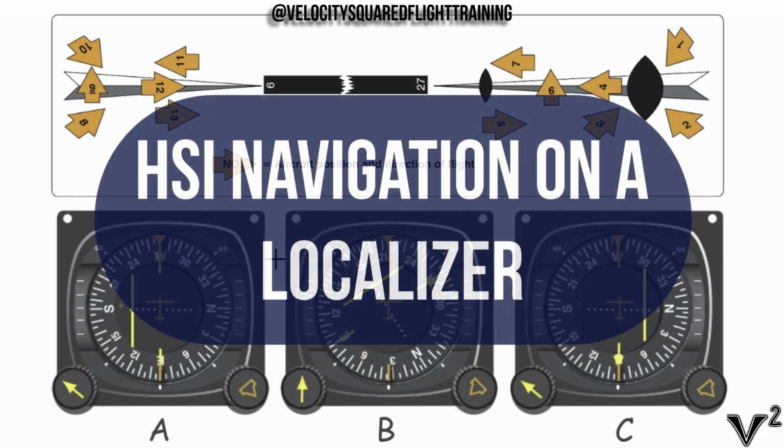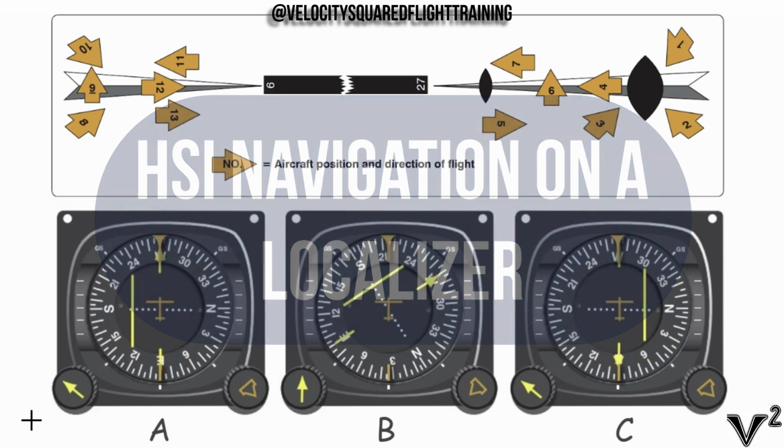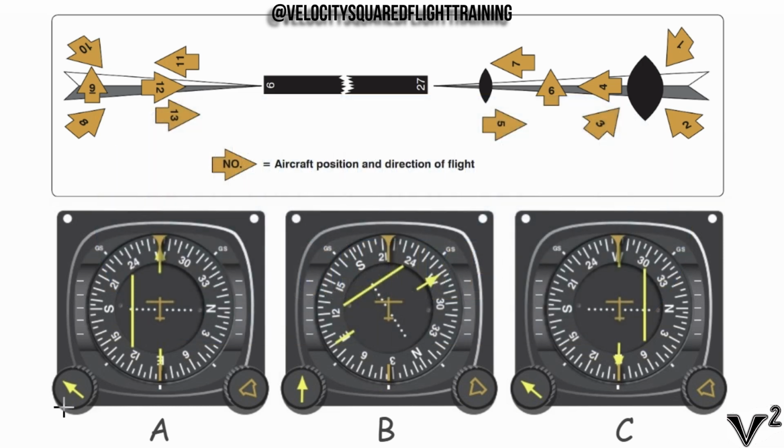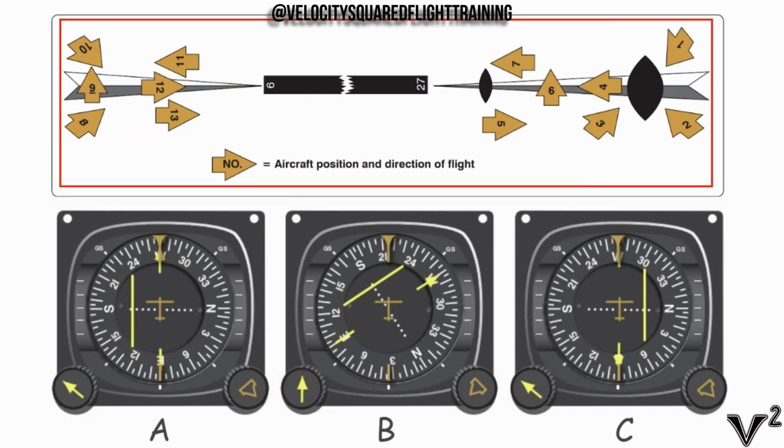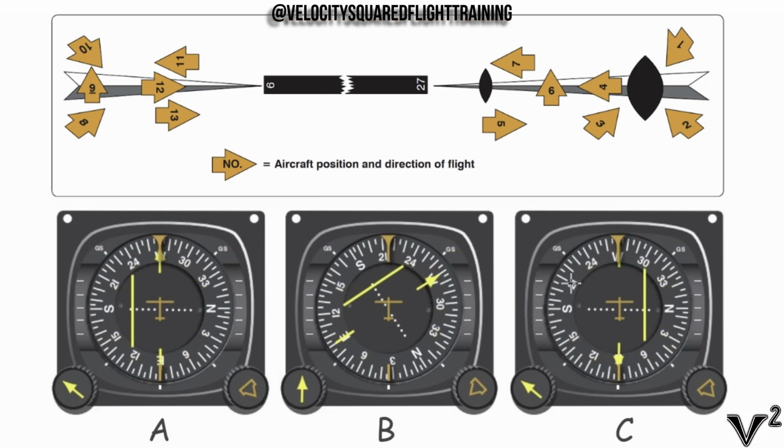All right, welcome everybody. Today we're going to be tackling an instrument knowledge test question, one that has to do with these guys down here, these HSIs. We're going to be using these HSIs to figure out which of these aircraft we are on this course. This is a localizer course. So this is HSI's use on a localizer.